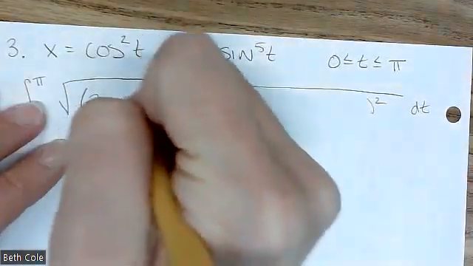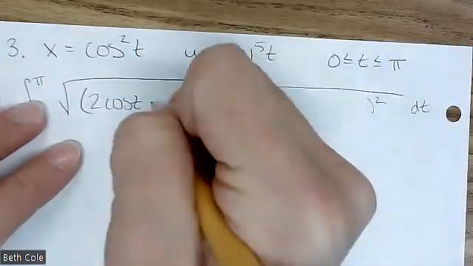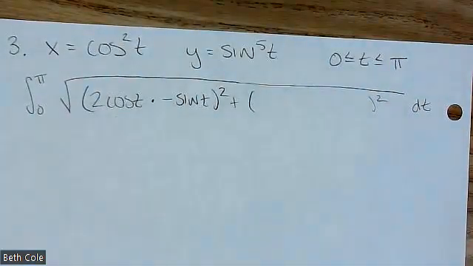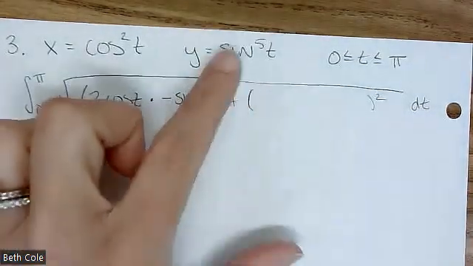All right, 2 cosine t. Oh my gosh, perfect. Why is it times negative sine? What rule is that? Chain. Good teamwork. Okay. Now we're going to do the same thing for the derivative for y.